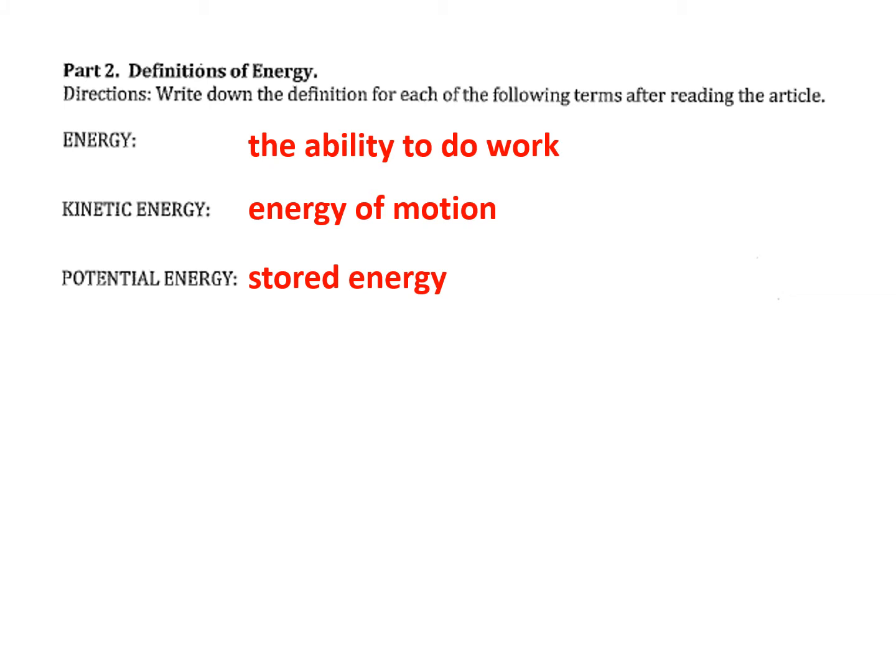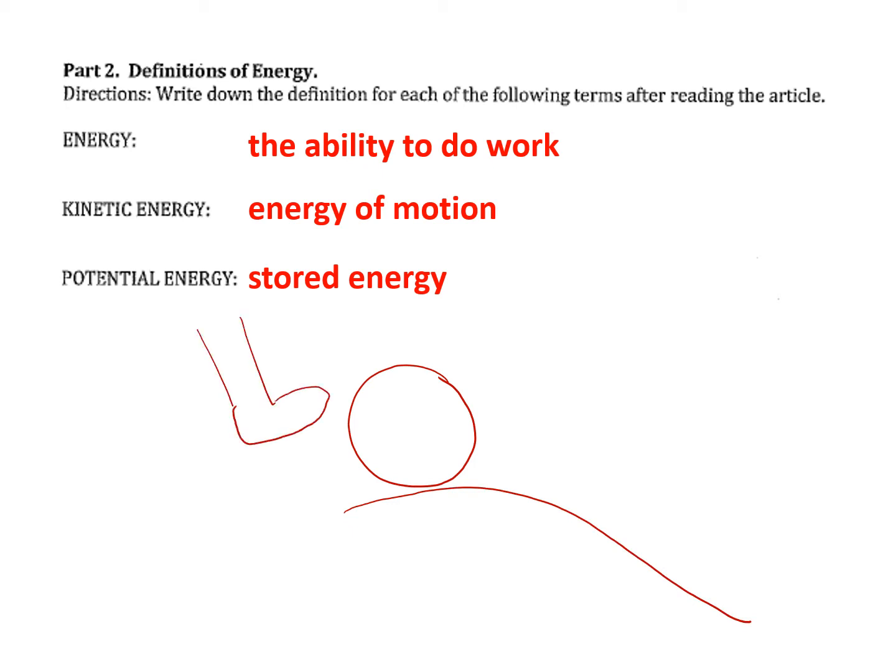So energy is the ability to do work, and remember we talked about work also. Kinetic energy is going to be energy of motion, and potential energy is stored energy. Remember, with potential, it has to have the ability to move later. For example, you could draw a soccer ball. If the soccer ball by itself is just sitting there, it is not potential energy. But if I draw it at the top of a hill, or if I draw a foot that is about to kick it, then now it's potential energy because it has the possibility of moving later.